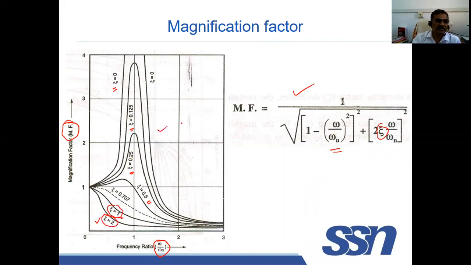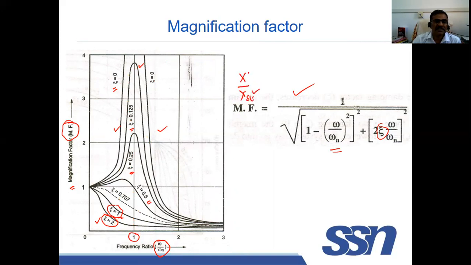So here, see, the magnification factor is varying as a function of omega by omega n. As omega by omega n is less than that, the amplitude will be like this. The magnification value will be like this. So at omega by omega n equal to 1, it is maximum. See, the magnification factor is maximum. What is the magnification factor? That is x by xst.